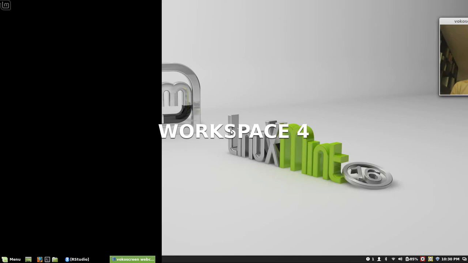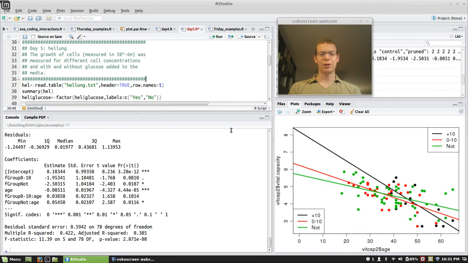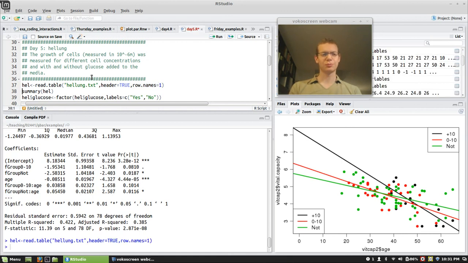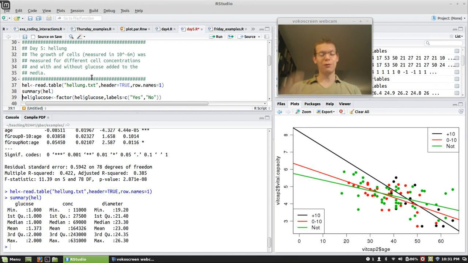Now what I would like to continue with is some R examples. The first one relates to growth of cells measured in microns, and what was done is that for different concentrations of cells and with and without glucose added, we're looking at a measure of the diameter of those cells. So in this data, the first column contains the row names, so we'll just specify that. And just getting a summary of what we have here.